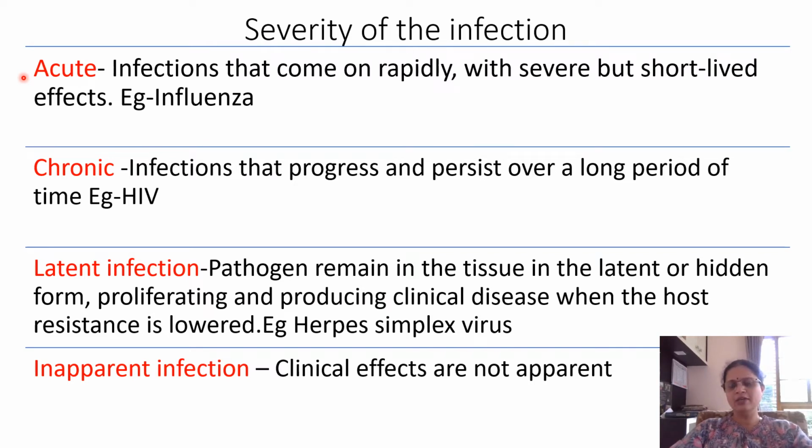The faster the symptoms appear, if they diminish and disappear just as fast, such an infection is called an acute infection. Whereas chronic infection is infections that progress and persist over a long period of time. In fact, even till death, sometimes some infections will be there. So such an infection is called chronic infection.